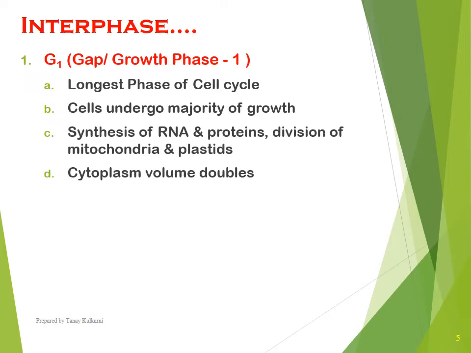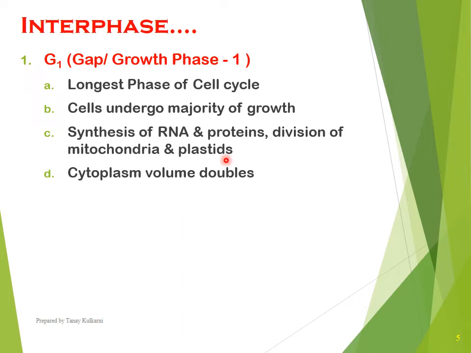What will happen in interphase? The first G1 phase is also called gap 1 or growth 1 phase. As you can see on the screen, it is the longest phase of cell cycle. The cell undergoes the majority of growth, and the most important events that occur in the cell are the synthesis of RNA and proteins, division of mitochondria in case of plants and animals, and division of plastids in case of plants only.